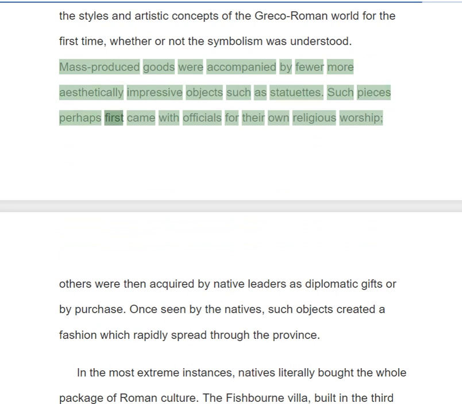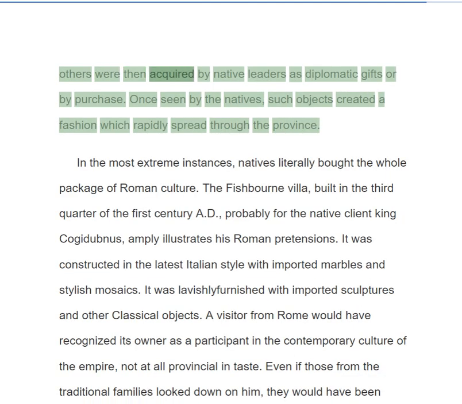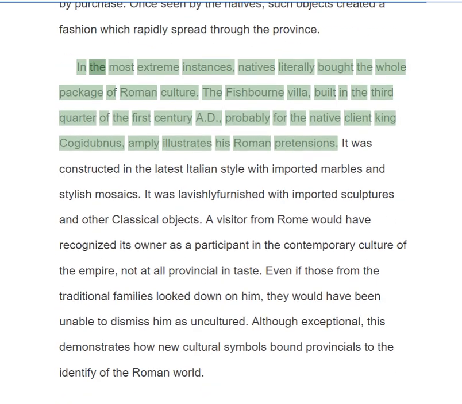Such pieces perhaps first came with officials for their own religious worship. Others were then acquired by native leaders as diplomatic gifts or by purchase. Once seen by the natives, such objects created a fashion which rapidly spread through the province. In the most extreme instances, natives literally bought the whole package of Roman culture.